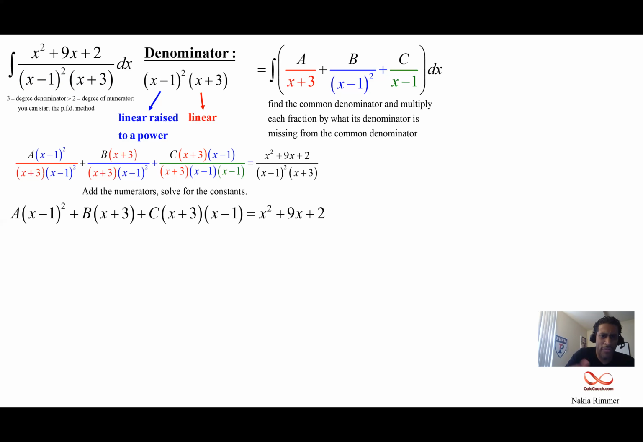Now, after you do a few of these, you'll be able to skip to this equation. You wouldn't have to write that intermediate step of putting them all underneath the same denominator. But when you skip steps, sometimes you make mistakes. So I recommend putting it in there. But here we go. This equation is true for all x, okay?